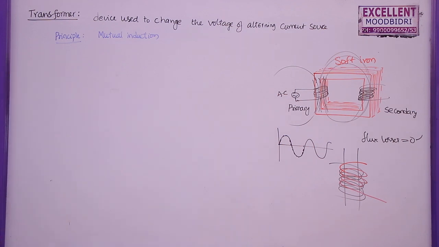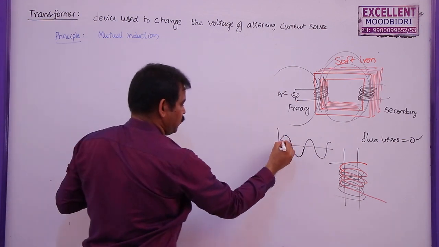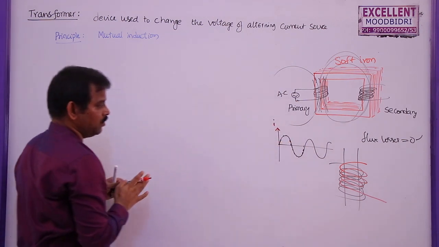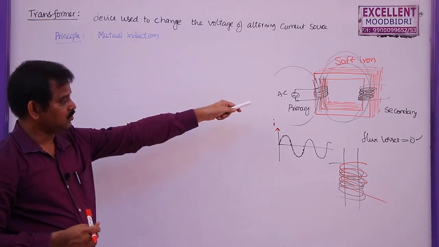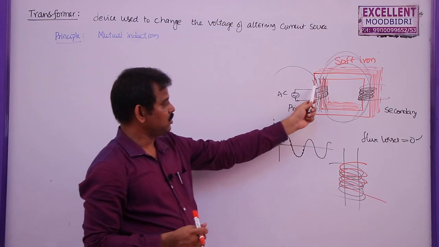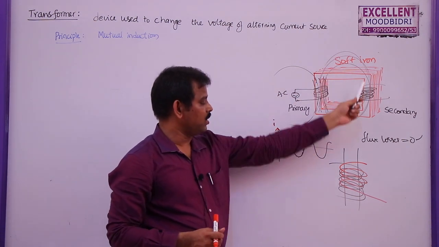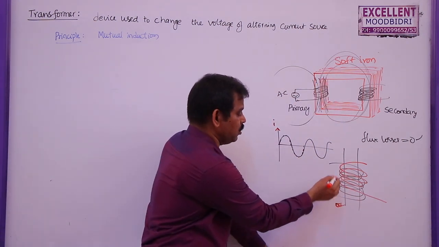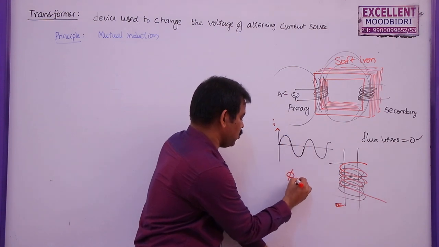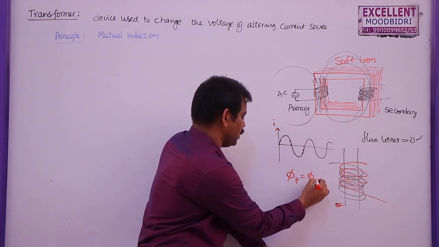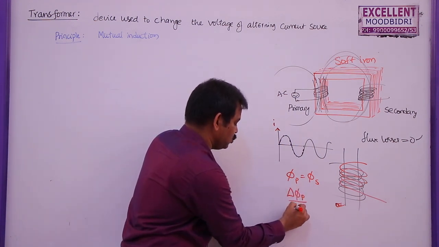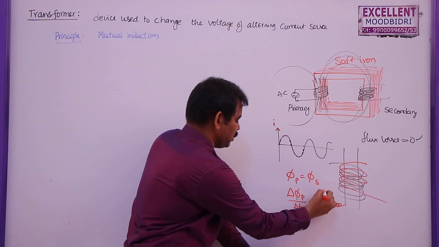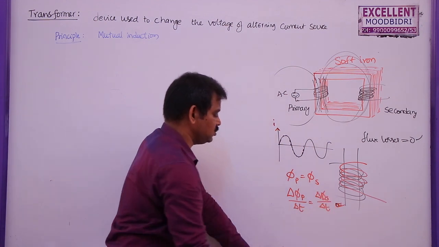Now in this case, what are we going to write? Due to the flow of current in this one, whenever current changes, the magnetic field changes. Whenever the magnetic field changes, the flux through the coil changes. Whenever flux changes, the EMF will be induced here. And if they are wound on the same core, then the flux through the primary coil is equal to the flux through the secondary coil. That means the rate at which the flux changes through the primary coil is equal to the rate at which the flux changes through the secondary coil.